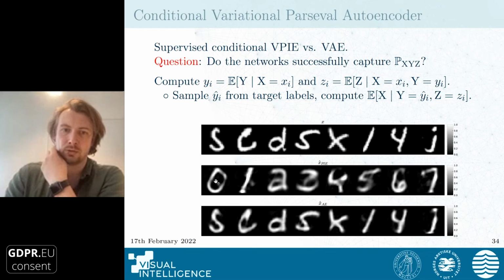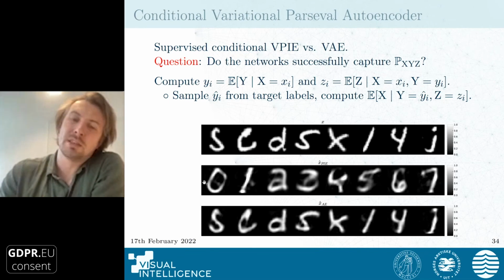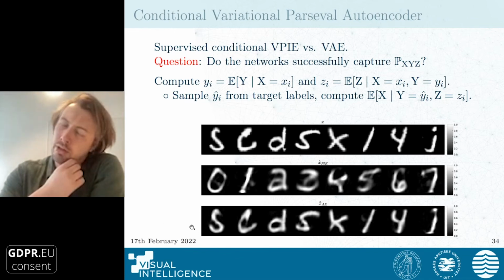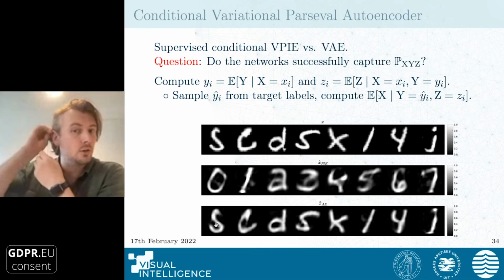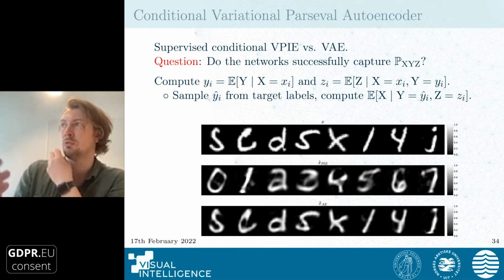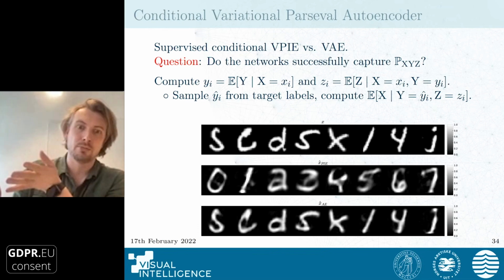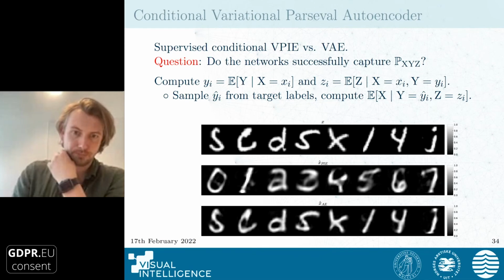And we see here that the pseudo-invertible encoder, or Parseval autoencoder, uses this information to reconstruct the inputs. However, the autoencoder, which is trained in basically the same way, doesn't use any of this label information, it just throws it away. So it uses this label information to predict the labels, but to construct the image, it's not used at all.